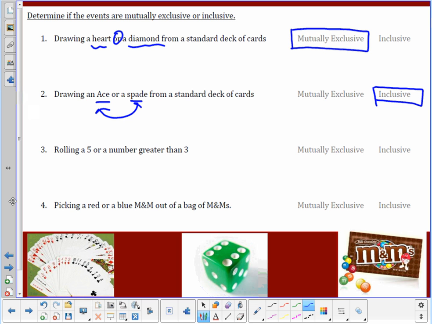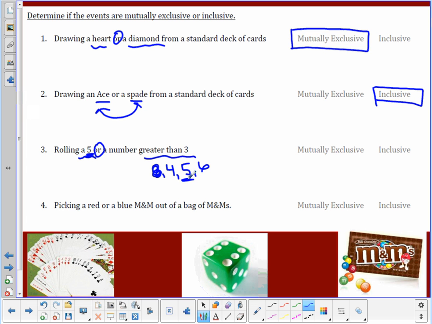If I look at number 3, it says rolling a 5 or a number greater than 3. The 5 is one of my events, and a number greater than 3 is the other one. Numbers greater than 3 would be 4, 5, and 6. Well, hello, that's in both parts.